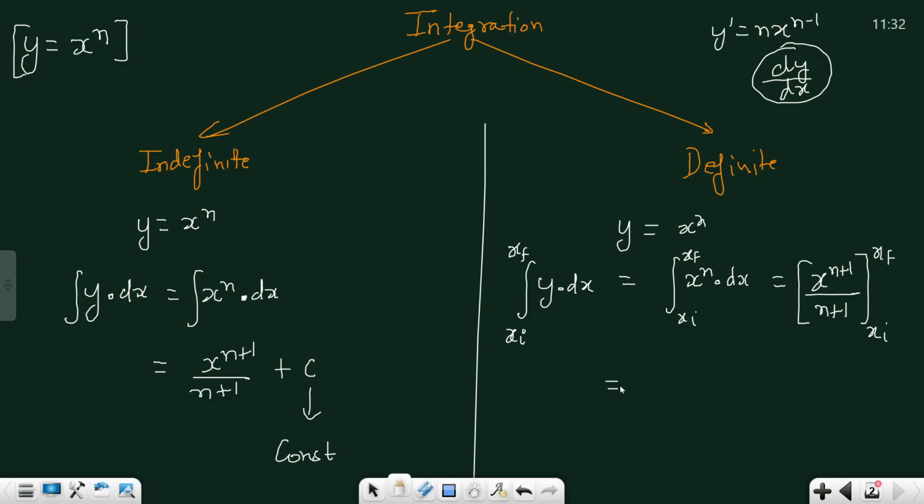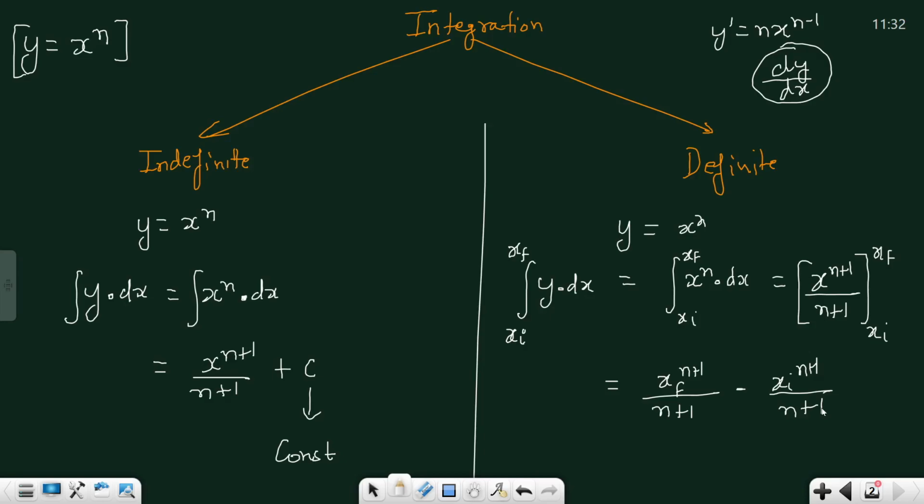So in the next step, first you have to write this value in x to the power n plus 1 divided by n plus 1, for the upper limit, minus the lower limit. This is the upper limit, this is the lower limit, x initial to the power n plus 1 divided by n plus 1. So in definite integration, the limit is known. You don't require to write the constant c, you will just put the value of the limit. First, final value minus initial value. Final limit, that is the upper limit, minus initial limit or lower limit.